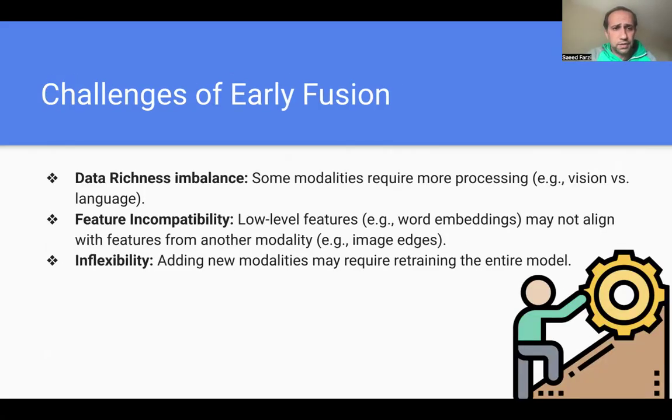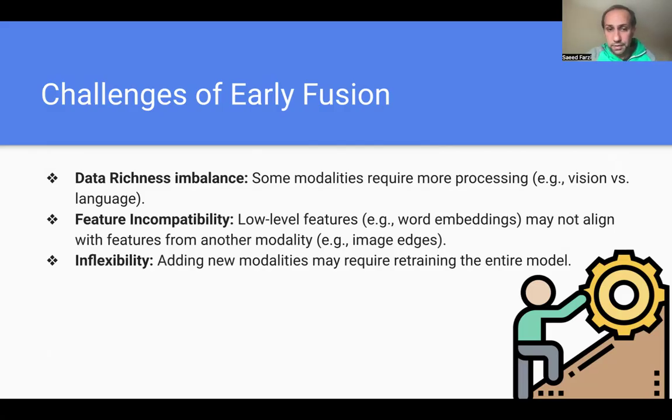Challenges of the early fusion: data richness imbalance, feature incompatibility, and inflexibility. Of course, some modality requires more processing. For example, text versus image. Of course, image needs the sophisticated method in order to analyze the data.